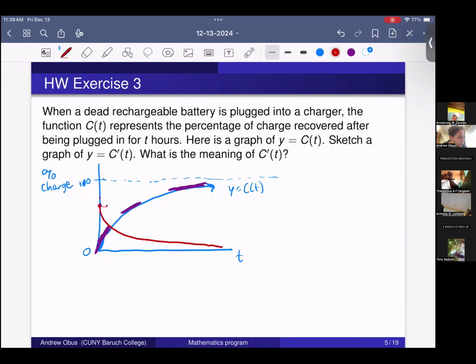It's going to start recovering slower and slower, which means, so this is C prime of t. And the idea is that C prime is the slope of the tangent line here. That's getting closer and closer to zero as t moves on. So this over here is going to get closer and closer to zero. It's never getting negative because we're always recovering a little bit of charge. But as the battery gets almost full, then the rate at which you're recovering charge gets very, very slow. So it goes down to zero. Is there a question?